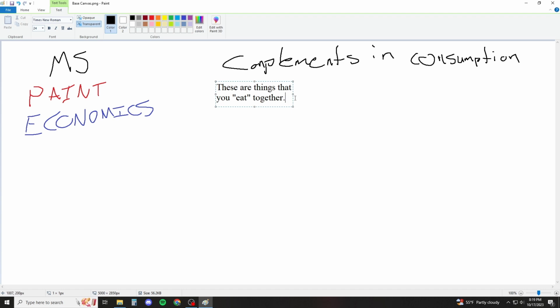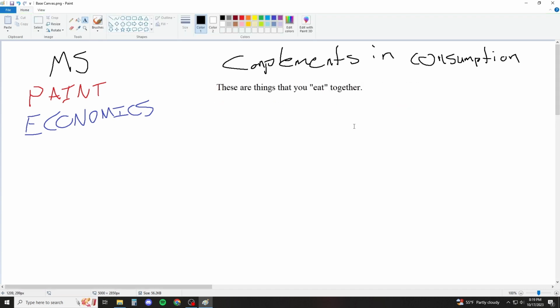Why is the eat in quotes? You may or may not know this yet. Whenever an economist says that somebody eats something, it doesn't necessarily mean with their mouth. So complements: hot dogs and hot dog buns, hamburgers and hamburger buns, right? Easy complements that you actually eat. But what are some things that you quote eat together? Papers and pencils. I don't eat paper or pencils. I mean, I ate paper when I was like 4, like everyone else, but I don't do that anymore. And so eat just means consume, use, that kind of thing.